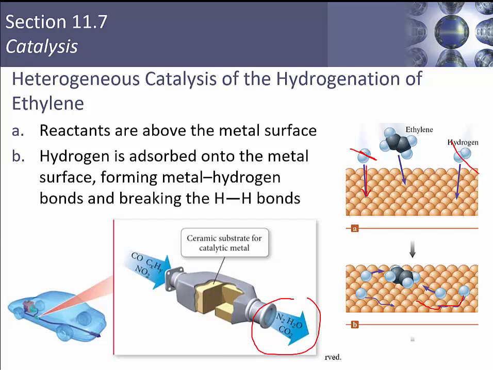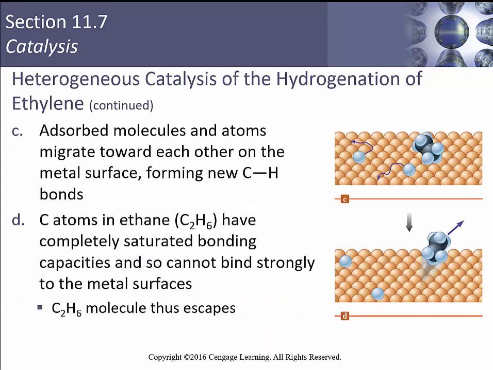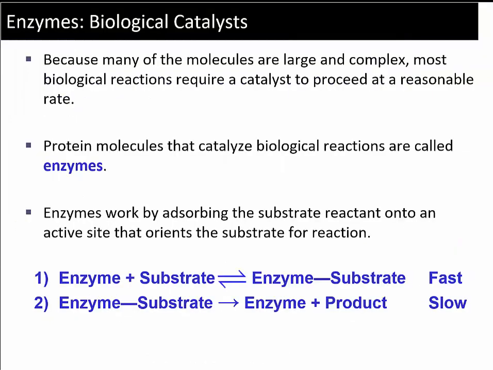So the reactants are all above the metal surface. Hydrogen is adsorbed onto the metal surface, forming a metal-hydrogen bond, and then it's going to break that H-H bond. The adsorbed atoms migrate towards each other on the metal surface, forming a new carbon-hydrogen bond. The atoms in the ethane have been completely saturated, meaning they've all picked up their bonds, and so they cannot bind strongly to the metal surface anymore, and then C2H6 molecules escape.